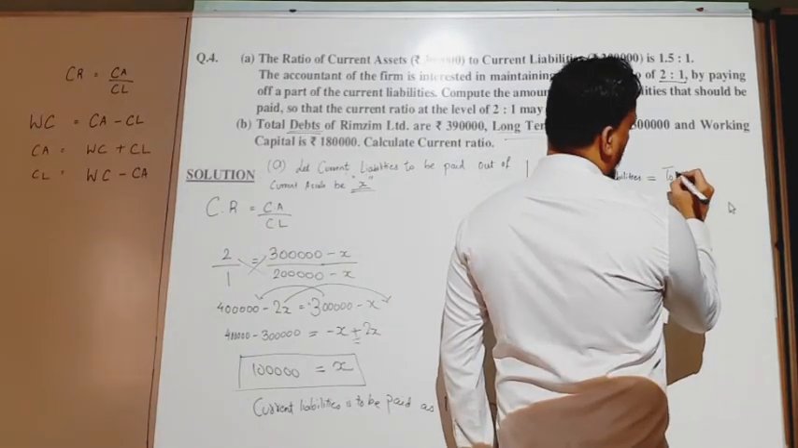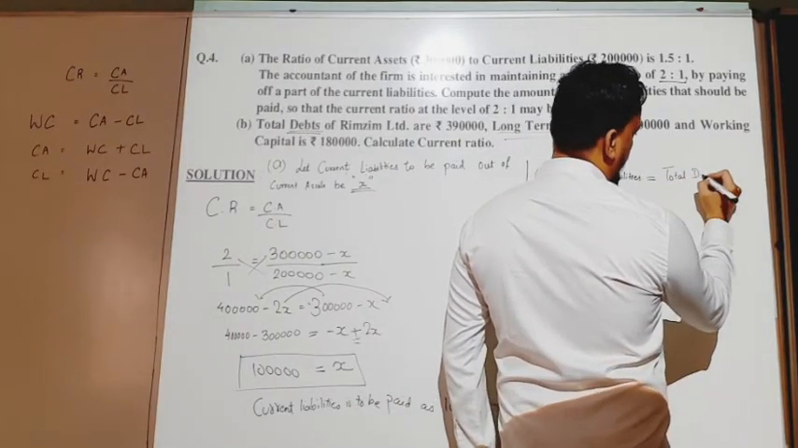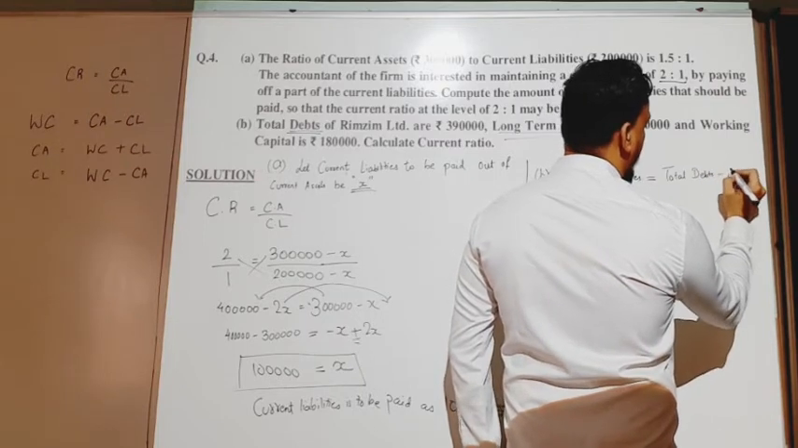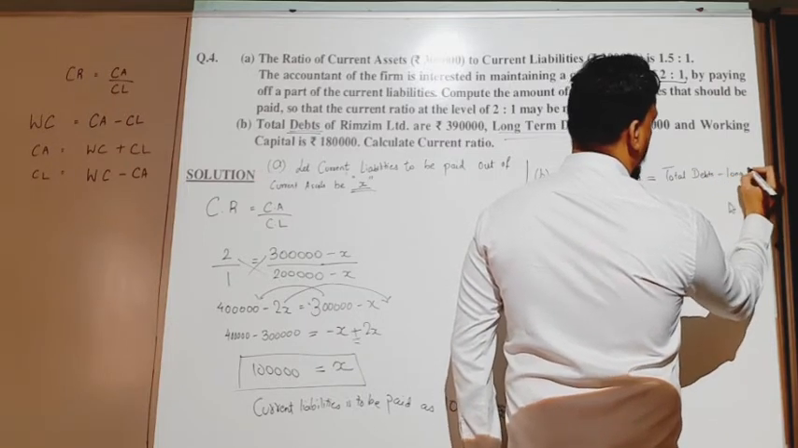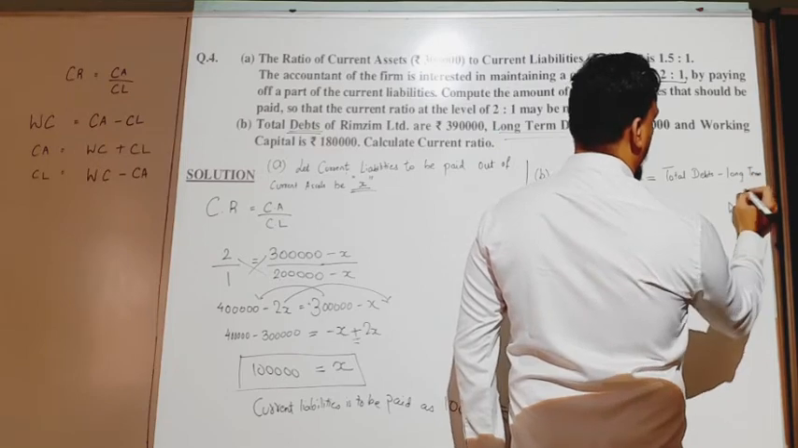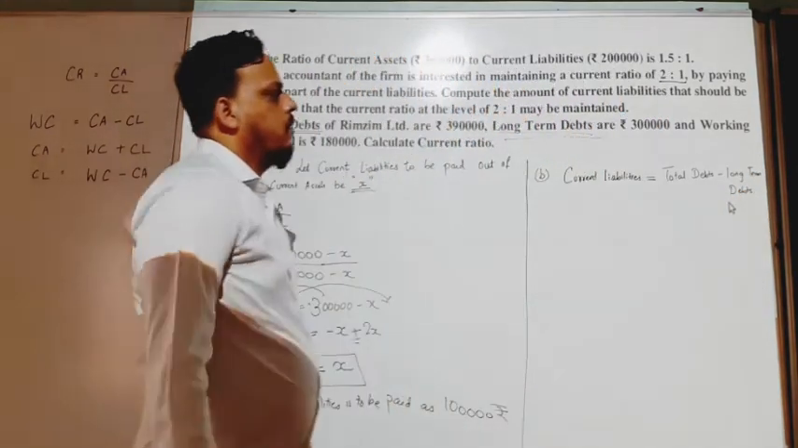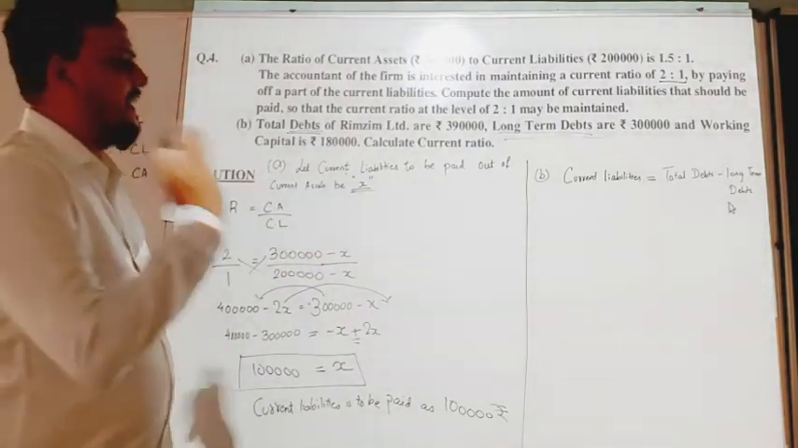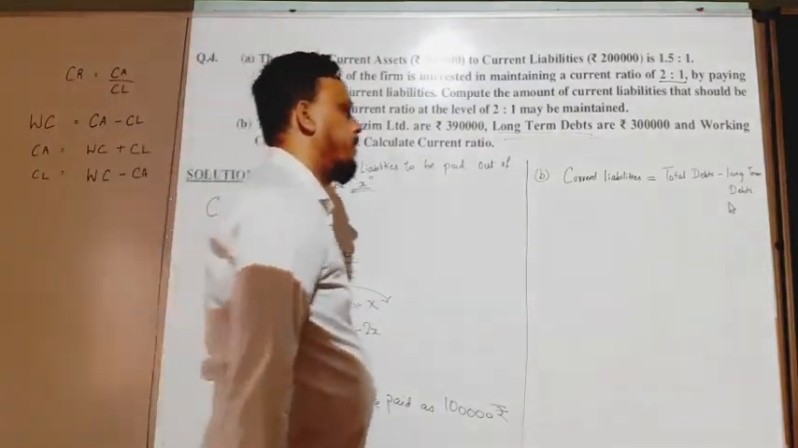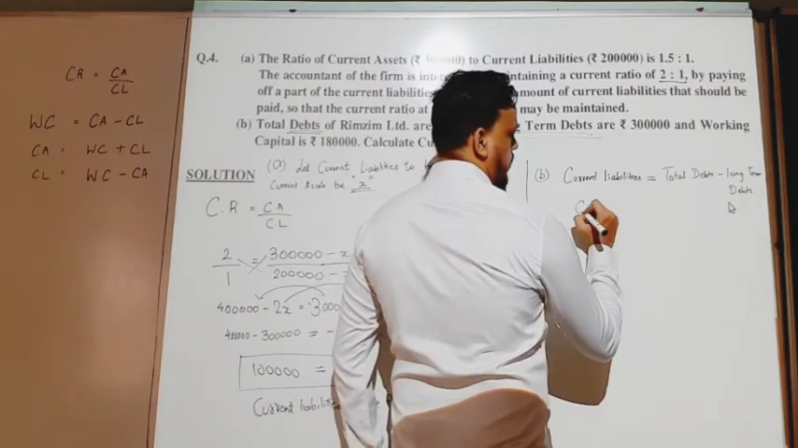Total debts. Total debts is total liability. Total debts minus long-term debts. If we subtract this, we will get the current liability for sure. Let's begin with this current liability part.